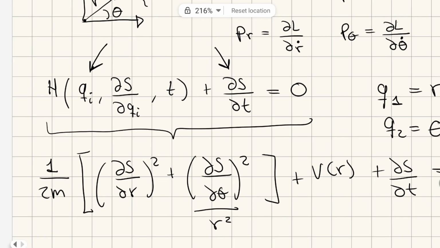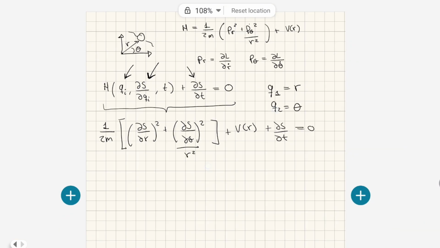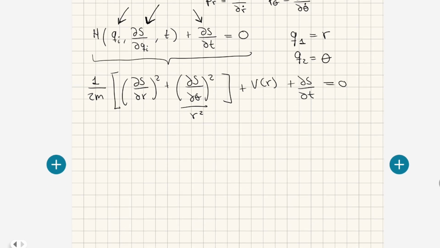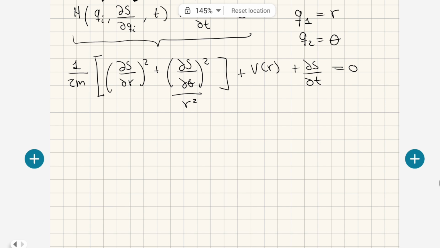Look, where we have the place for the p's, we substitute those for the partial of S with respect to the q's. That is what the Hamilton-Jacobi equation is about. Perfect. Okay.